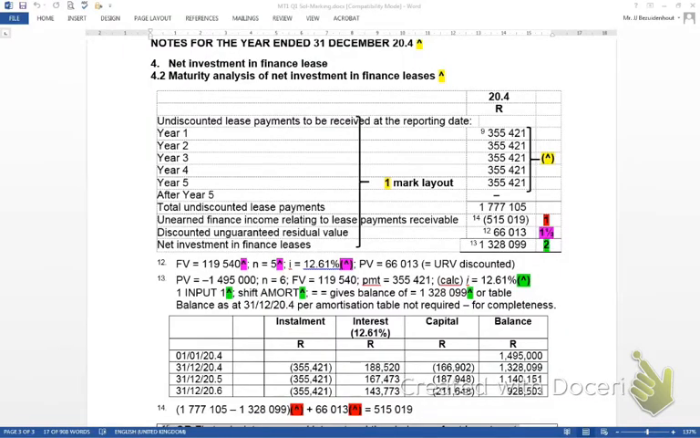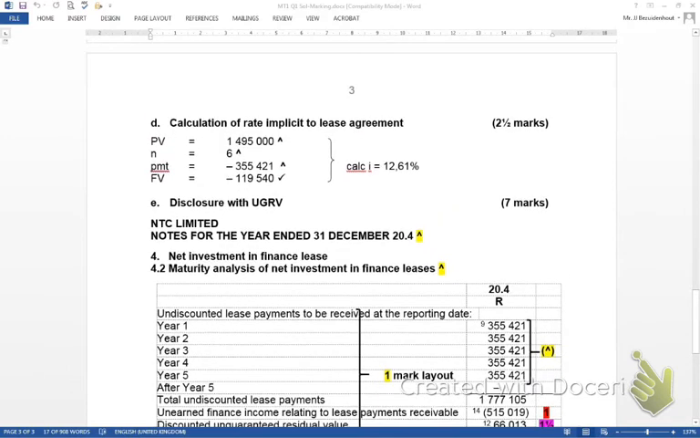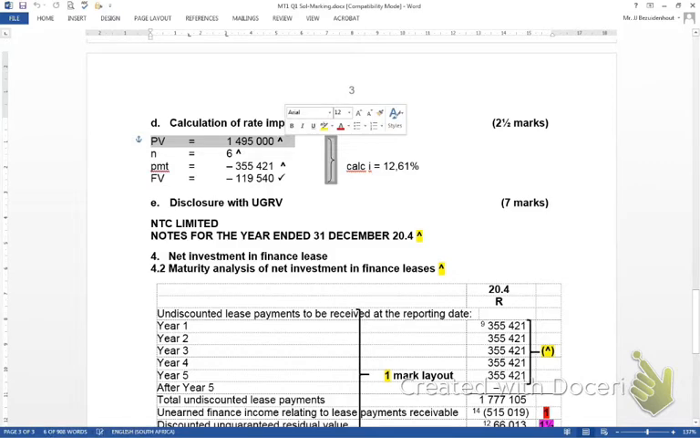So we take into account the same present value as we had before, the same N, 6 years. The installment stays the same. Remember, the contract between the lessor and the lessee did not change. That still states the original amount of 1,495,000. It still states the original installments and the 6 years.